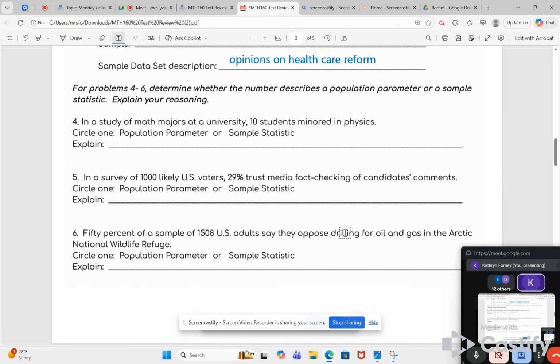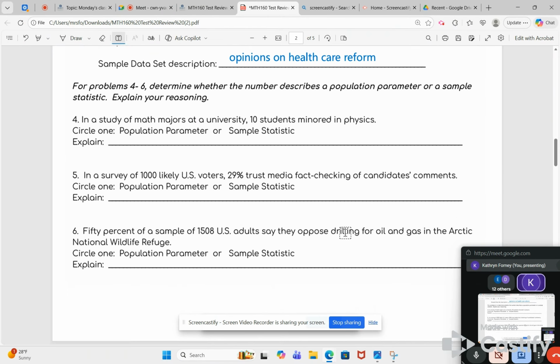All right. So for the next set, we want to determine whether the number describes a population parameter or a sample statistic. A population parameter would cover the entire population, and the sample statistic would be a portion of the population. So number 4 says, in a study of math majors at a university, 10 students minored in physics.